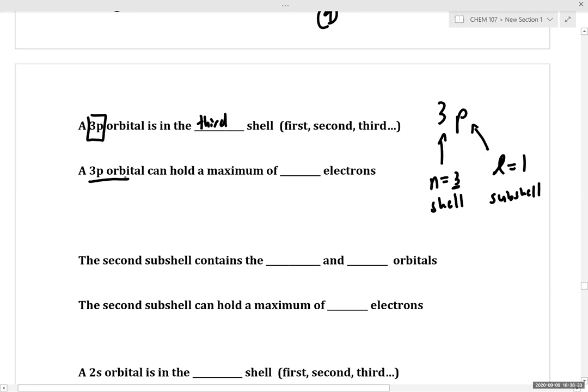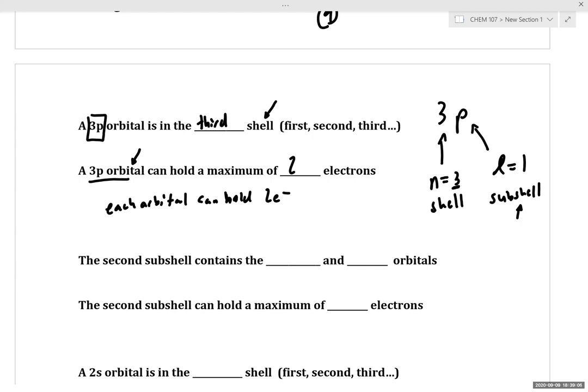A 3p orbital, so each orbital can hold how many electrons? It can hold 2 electrons. Yep, that's exactly right. So just be careful when you read the question to differentiate between orbital, shell, and subshell. Those are talking about 3 different things.